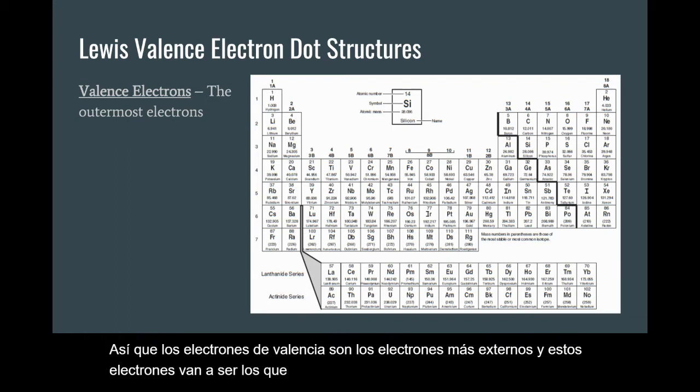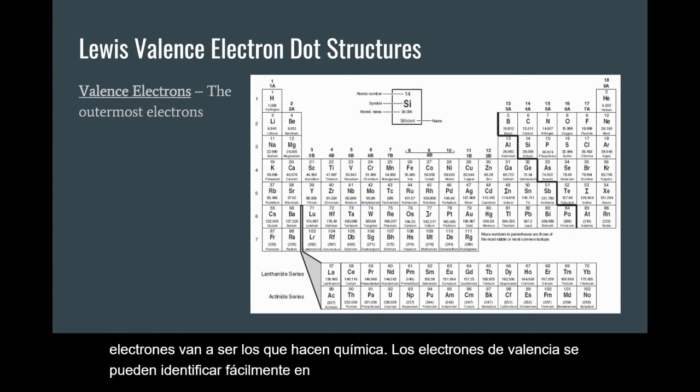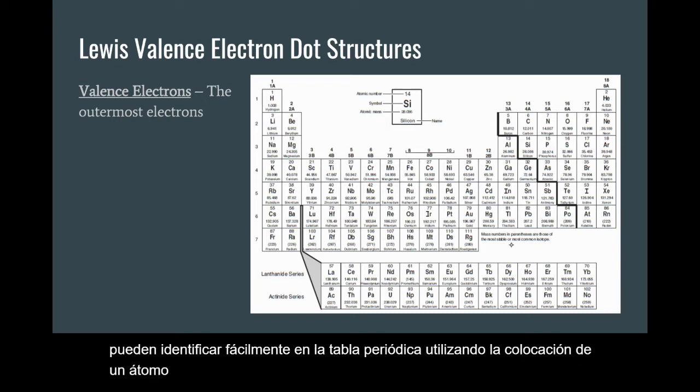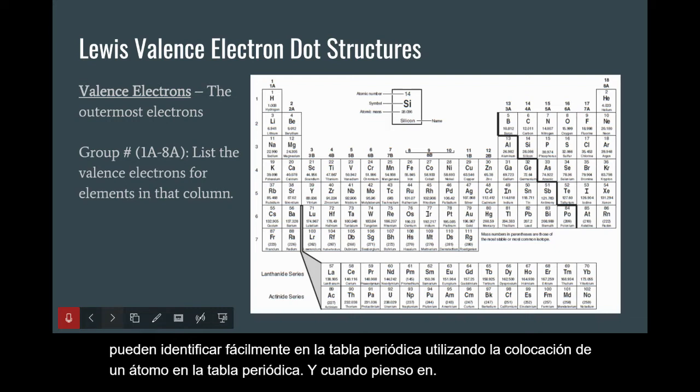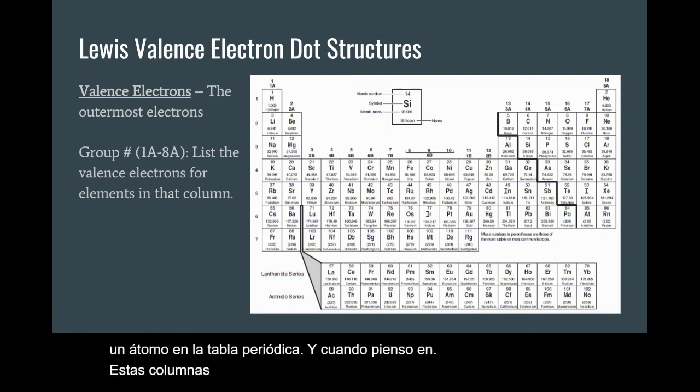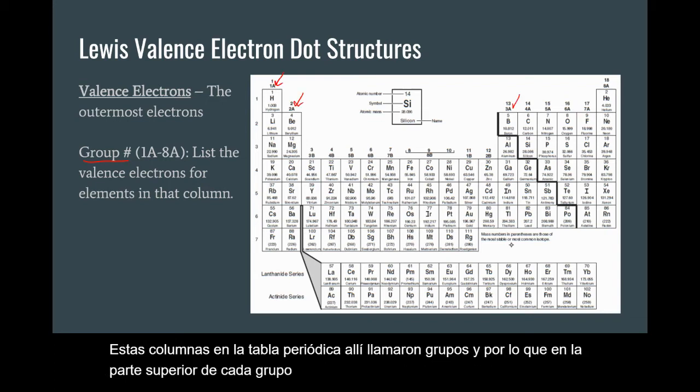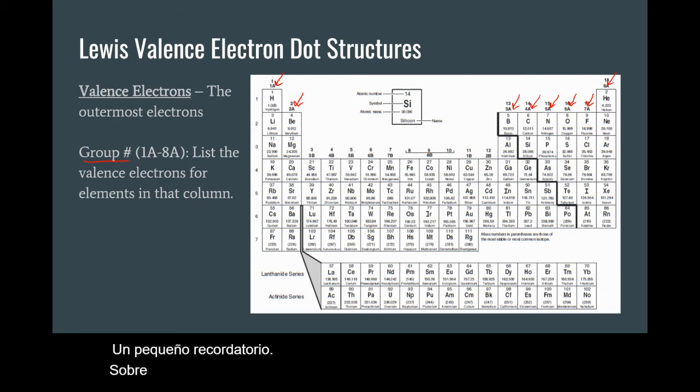The valence electrons can be easily identified on the periodic table using the placement of an atom on the periodic table. And when I think about these columns on the periodic table, they're called groups. And so at the top of every group, there's a group number. And this A number is a little reminder about the number of electrons in the valence shell for that particular column of elements.